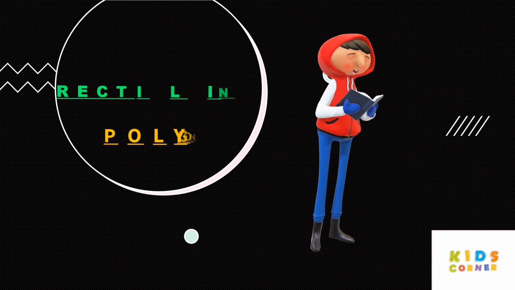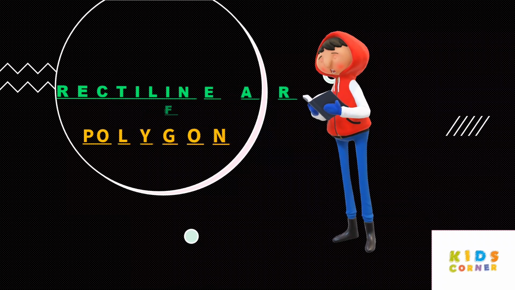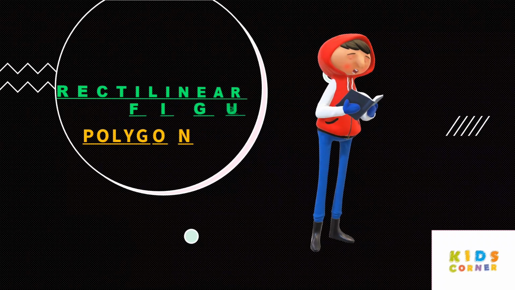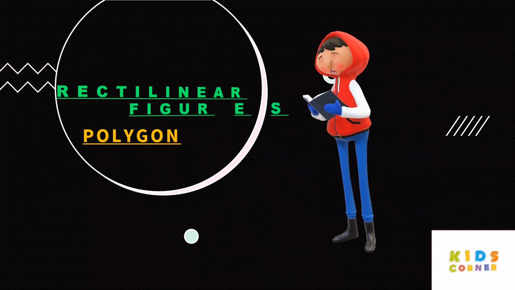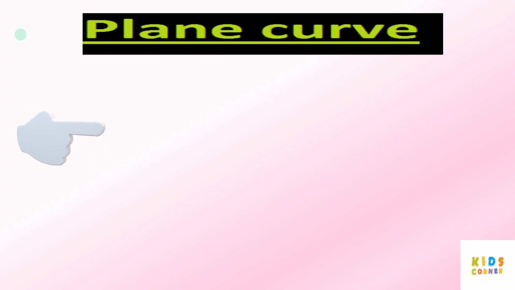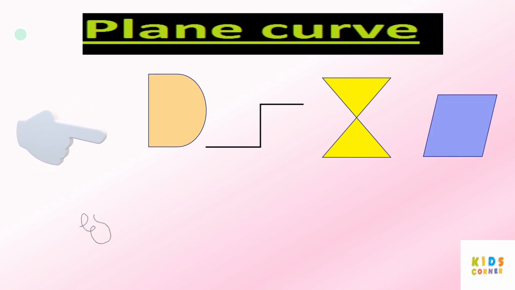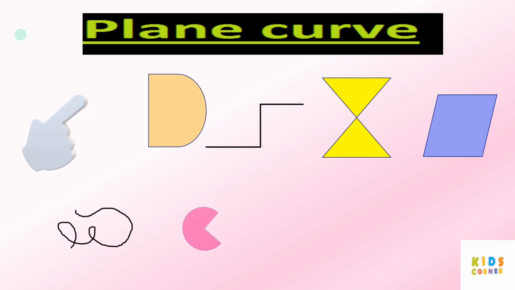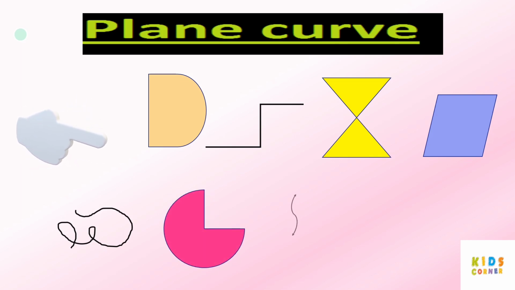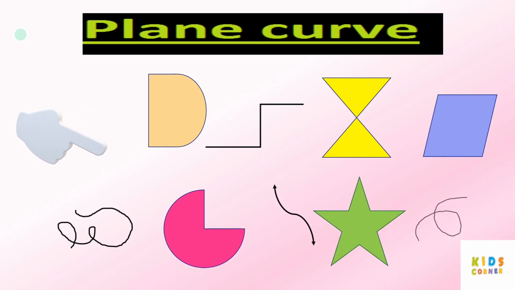Today's video is about rectilinear figure. To understand rectilinear figure, first we have to understand the plane curve. Children, if we take a pen, a pencil or a chalk and put it on any plane surface like paper, board, and we start making shapes without lifting our hand, the shapes so formed are called plane curves. On the screen, you can see some of these figures which are made without lifting the hand.